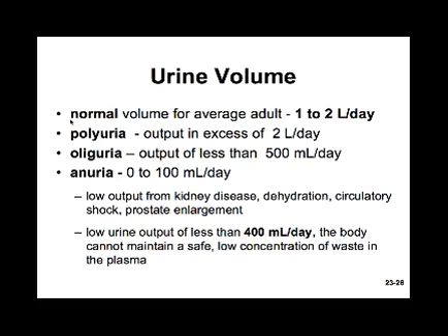The low output from the kidney means there's disease, severe dehydration, circulatory shock, or there could be obstruction from prostate enlargement. And actually, a urine output that's less than 400 milliliters per day doesn't maintain a safe volume for removing wastes in the plasma. So elevated wastes will accumulate and serious complications can arise.